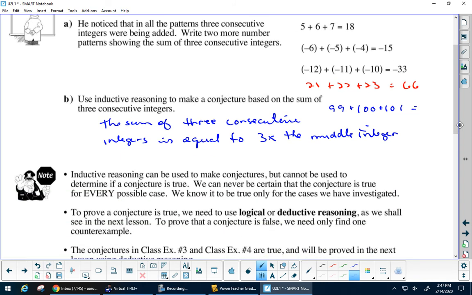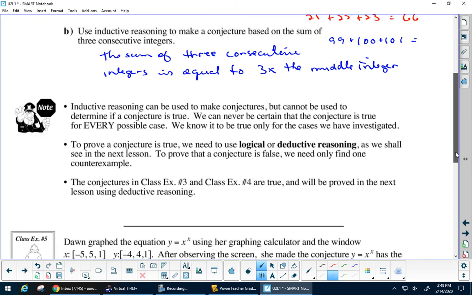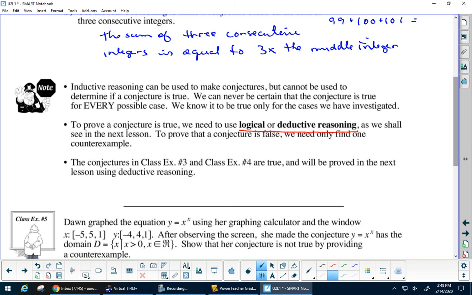Now, can you give me an example where this would not be true? This one's pretty hard. You're not going to find one. So there's no counterexample, therefore it will be true. Now, we're going to learn how to prove it using logical or deductive reasoning next.